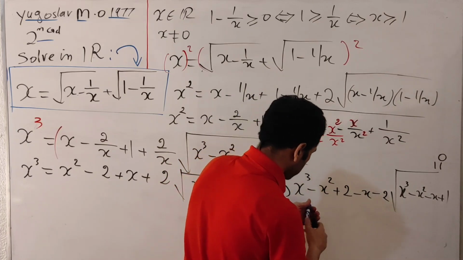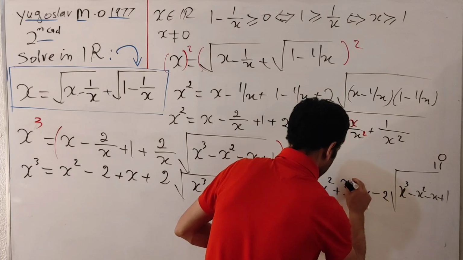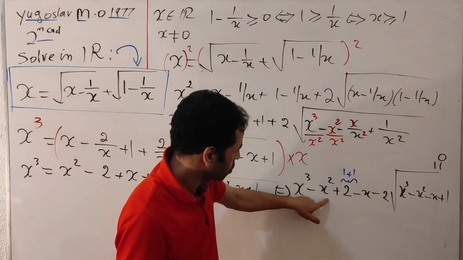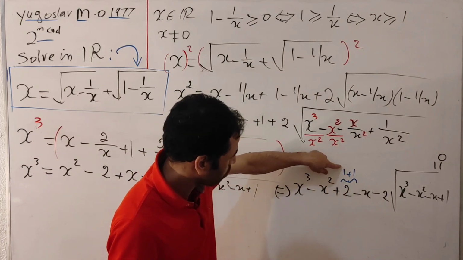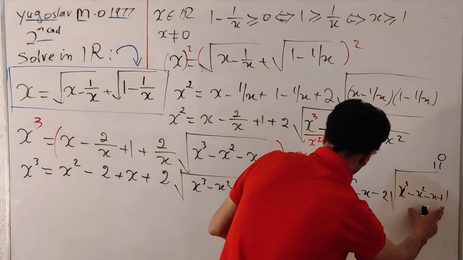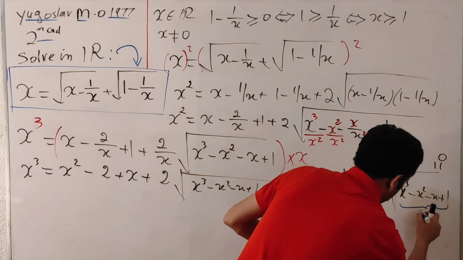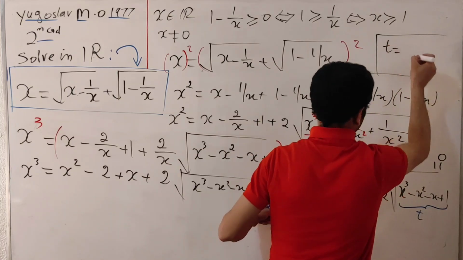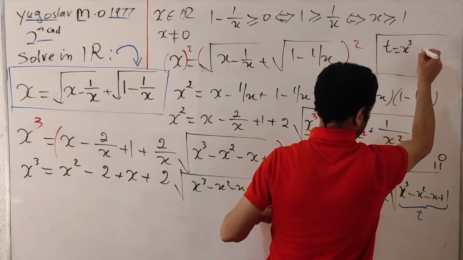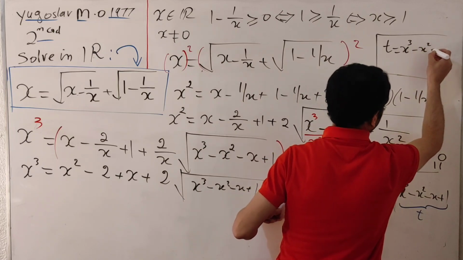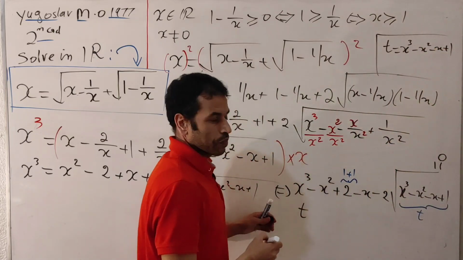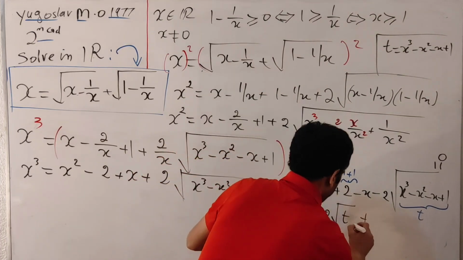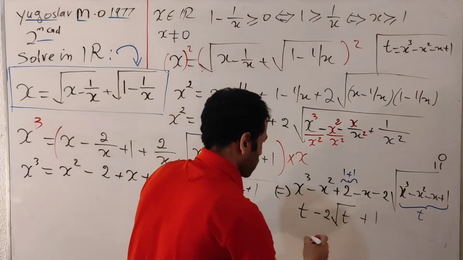I'm going to split this number 2 into two parts. I will have 1 plus 1. I will have x cubed minus x squared minus x plus 1, which is the same as this one. I'm going to set this one as t, by setting t equals x cubed minus x squared minus x plus 1. I will have t minus 2 square root of t plus 1 equals 0.